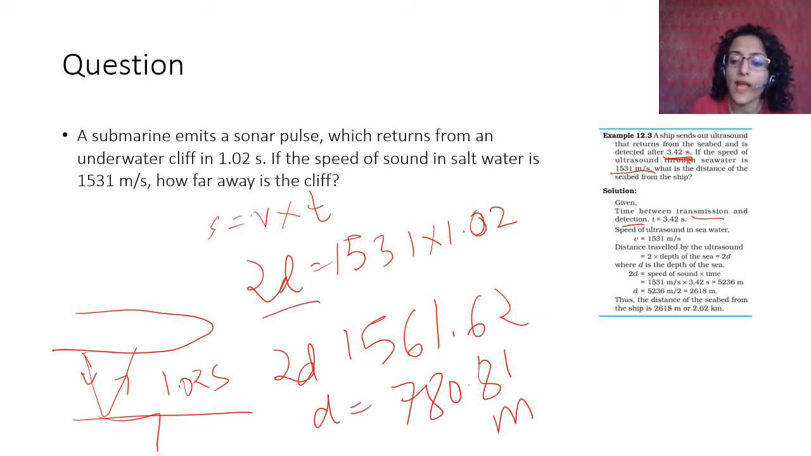If it is easier to calculate by the half, for example if it was detected after 2 seconds, so instead of multiplying by 2, you can just say it reached there in 1 second, so I'll just multiply by 1 and I'll get the distance, but you have to divide only once. Speed of ultrasound in water is v this much, distance is 2 into depth of sea, that is 2d, therefore 2d is equal to this much, and therefore d is equal to this much.